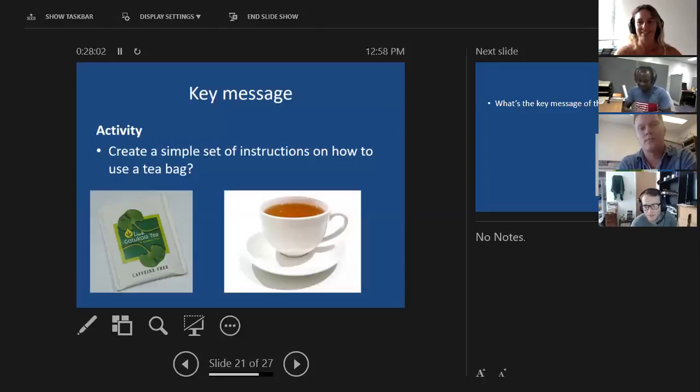I said place the tea bag in the cup. Place the tea bag in the cup. Perfect. It's really interesting, and I've done that example in workshops too. It's like, open the tea bag, pour the water in the cup. So you're standing there with the tea bag on one side and a cup of hot water, and they go, oh, okay, put the tea bag in the hot water. Okay, what's next? Timothy. So what stage are we at?